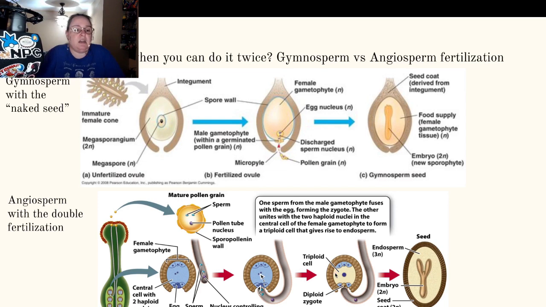Because they were like, yeah, I bet we could do it twice and do it cooler than you. And again, the gymnosperms are like, dude, we're the most successful group. What is your problem? And they're like, anything you can do, we can do better.